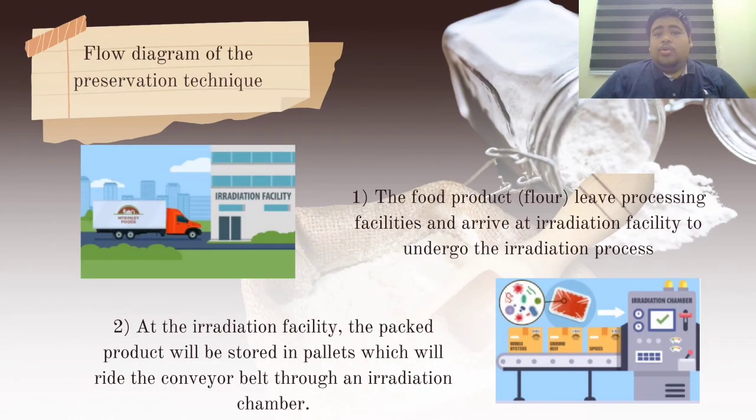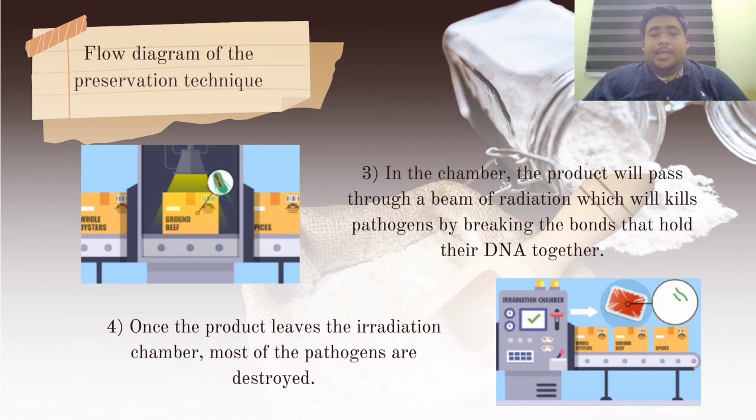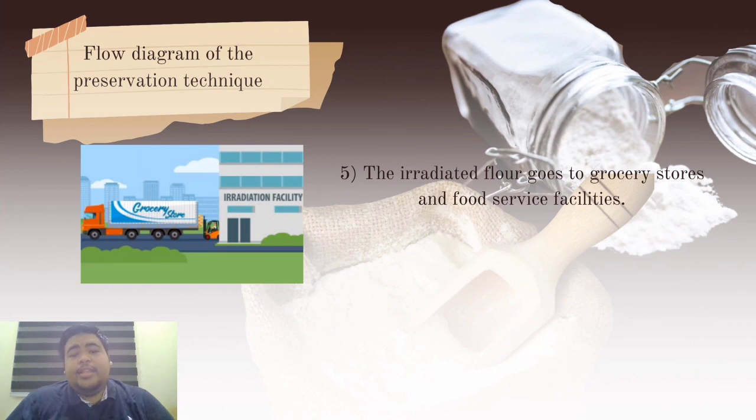Now we take a look at the flowchart to have a better view of how this process works. Initially the food product, which is flour, will leave the processing facility and arrive at the irradiation facility to undergo the irradiation process. In the chamber, the product will pass through a beam of radiation, which will kill the pathogens by breaking the bonds that hold the DNA together. Next, once the product leaves the irradiation chamber, most of the pathogens are destroyed. And finally, the irradiated flour will go to grocery stores or food service facilities to be distributed to the consumer.